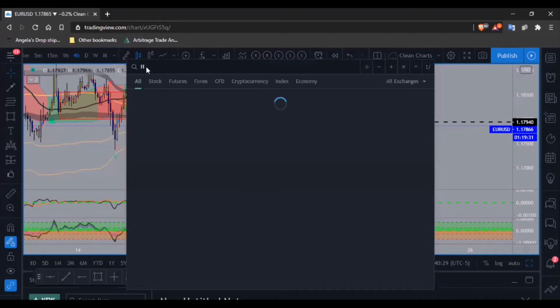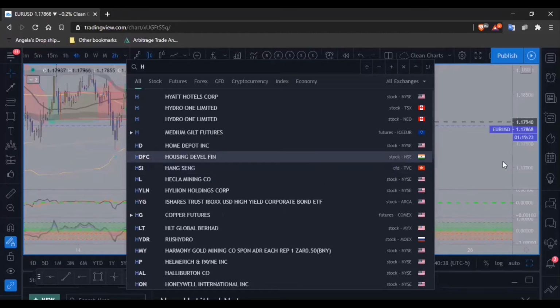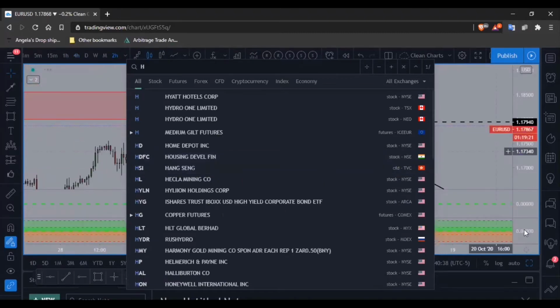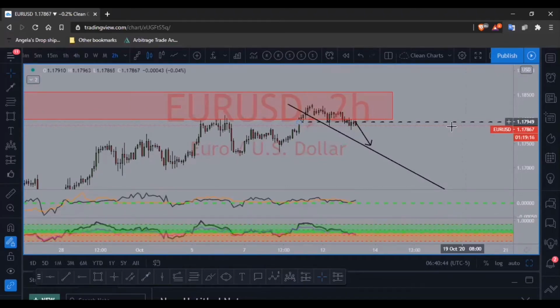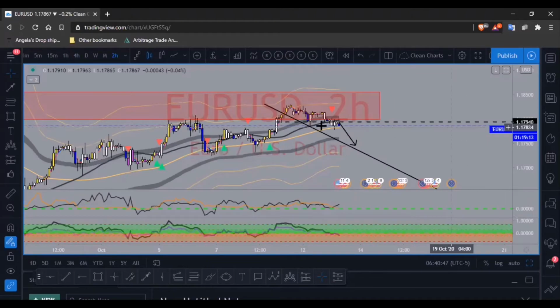I hate when it pops up and H just pops up when it's dead. I'm looking for change interval. So the 2 hour, I bet you the 2 hour is just about to call for a sell. Yeah, it just called it a couple hours ago.